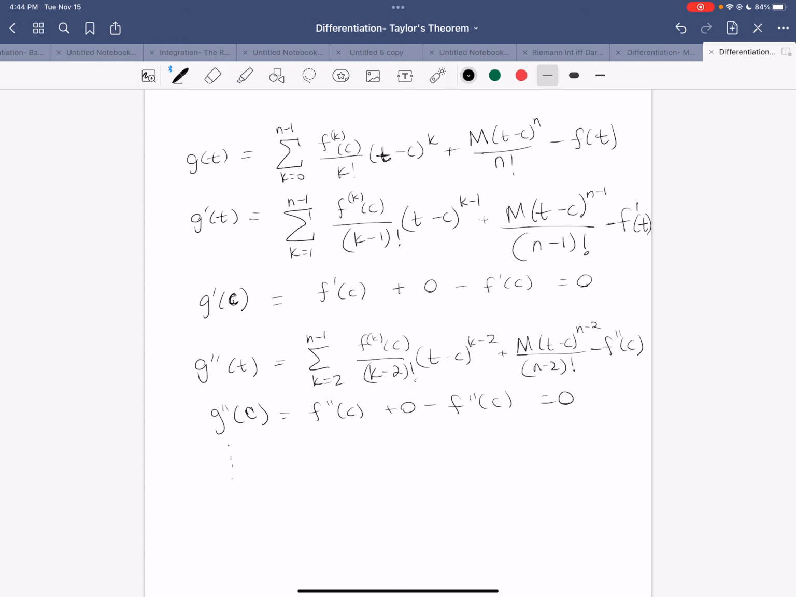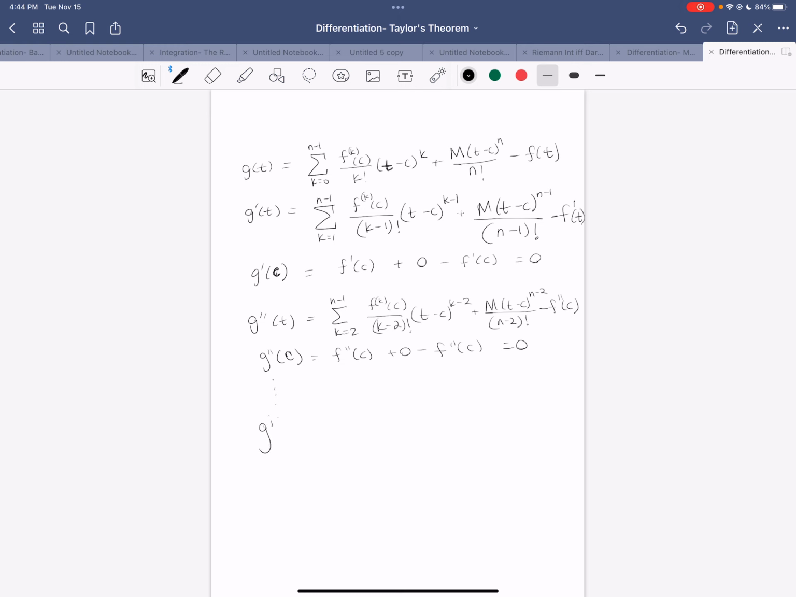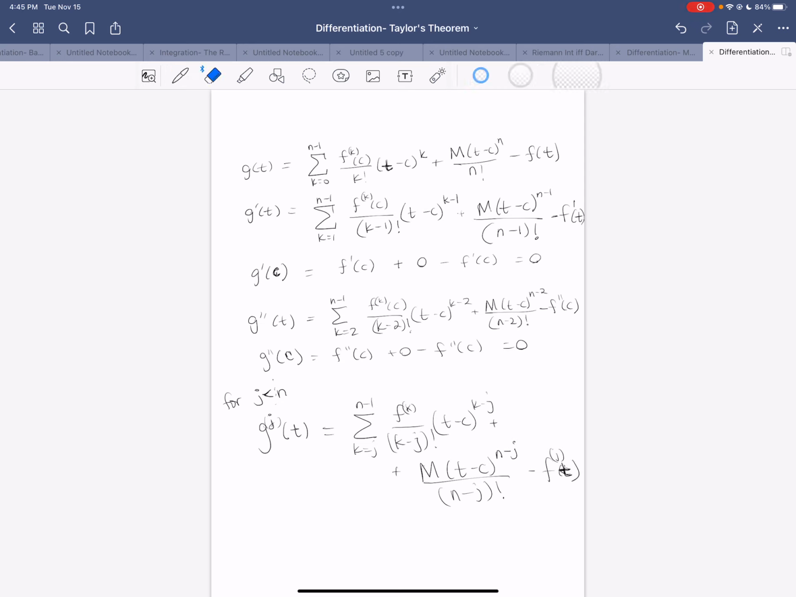Which is equal to 0. And you could come up with the formula for the jth derivative. So for j less than n, the jth derivative at t will be the sum over k starting at j of the kth derivative over (k minus j) factorial, (t minus c) to the k minus j, plus M (t minus c) to the n minus j over (n minus j) factorial, minus the jth derivative of f at t, is what it should be. So I'm looking here, and that should be a t.